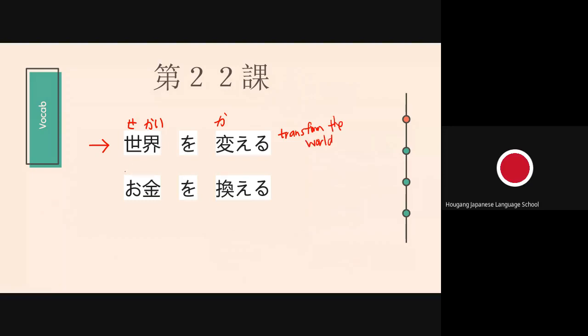Next one is お金を買います, right? Change money. We learned this in E1, sorry, E2. お金を買います. シャツを買います. Change shirt, change clothes, change money, change anything one for one.